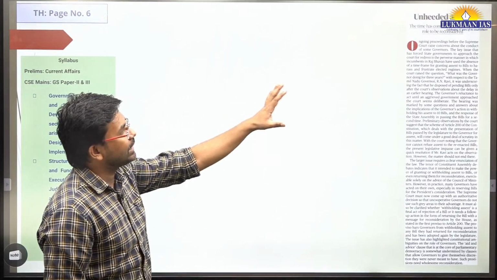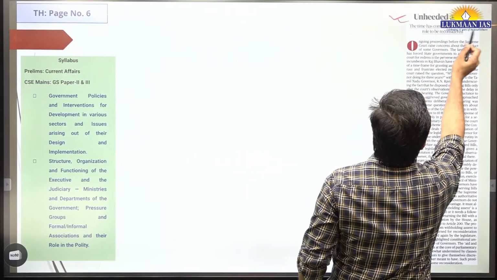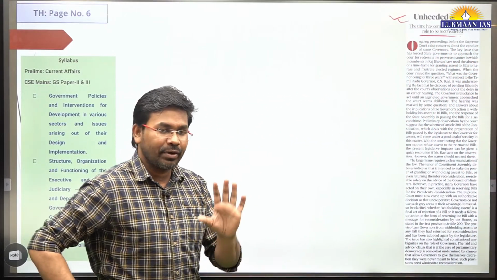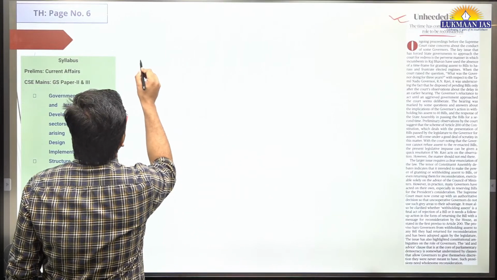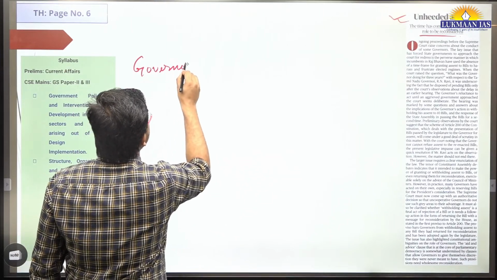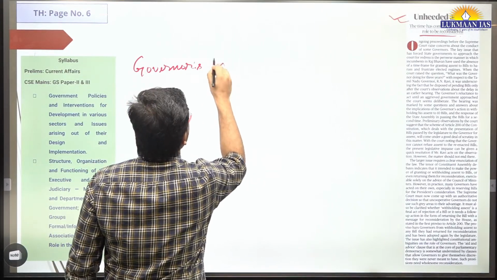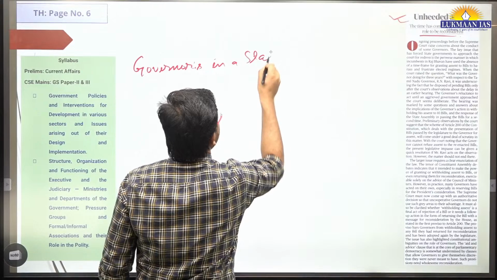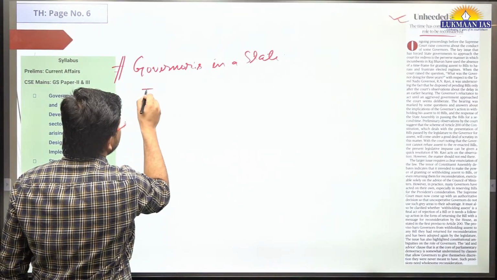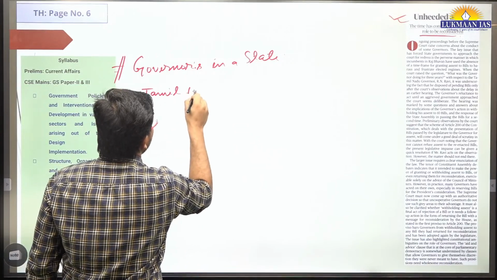Now we have another article. It says "Unheeded advice: the time has come for the governor's role to be reconsidered." In this article they are talking about the role of the governors in a state. Basically this particular article relates to the governor of Tamil Nadu.